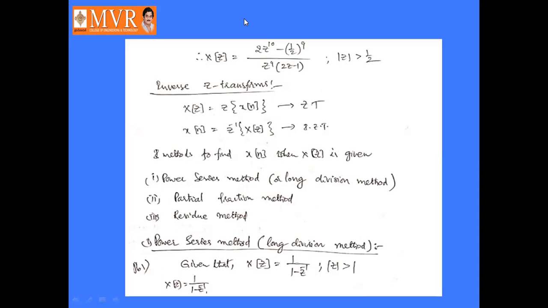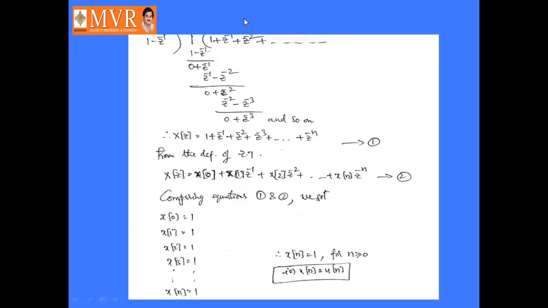From our childhood days onwards, we knew this method, the long division method, which is also named the power series method. By solving a simple problem, we can understand it. The problem is given that X of z is equal to 1 by 1 minus z power minus 1, for mod z greater than 1. We will do the long division method for this one.